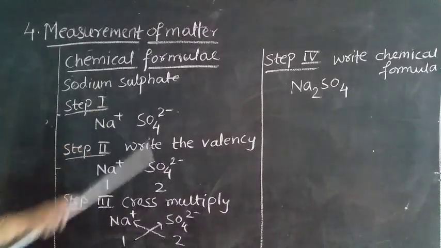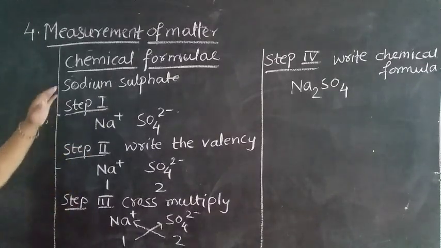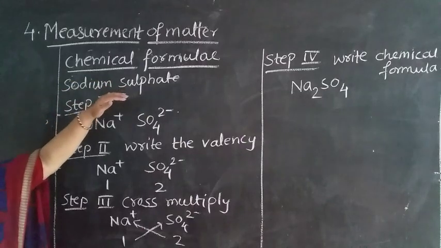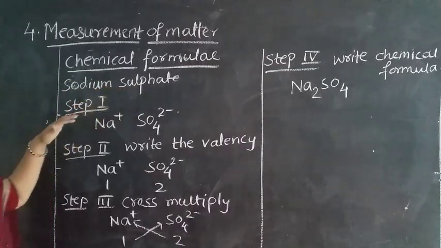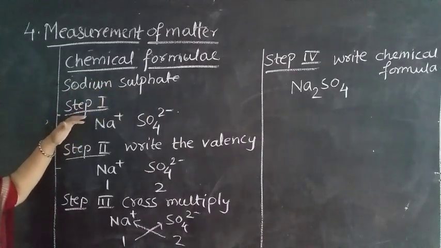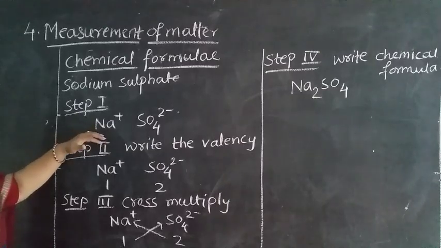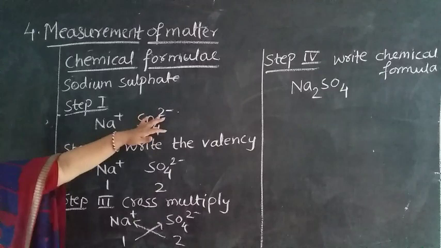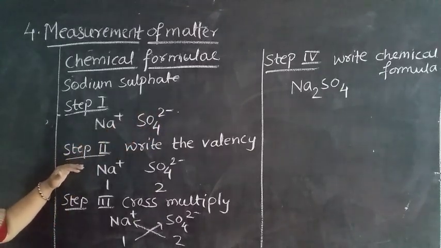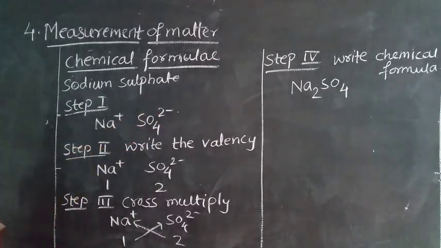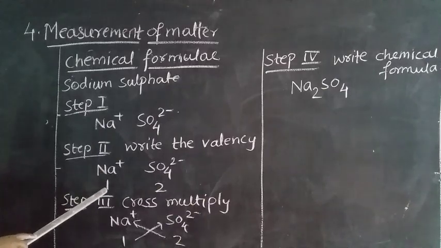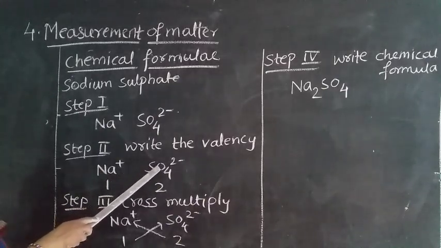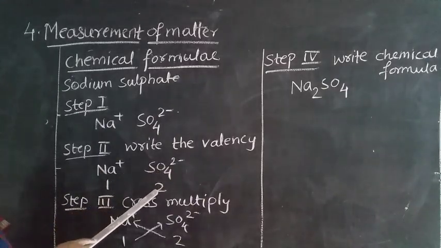How to deduce the chemical formula? Here, first, the name that is given is sodium sulfate. So what is step first? Write the formula of that. That is Na+ and SO4 2-. Then step second, you have to write the valencies. The valency of Na is 1. The valency of SO4 2- is 2.